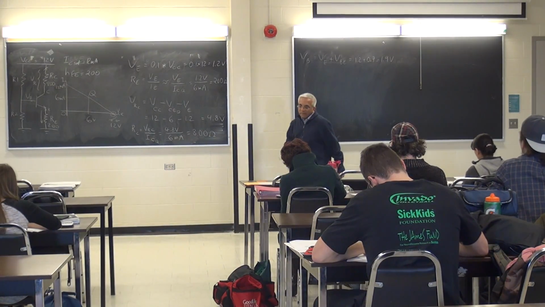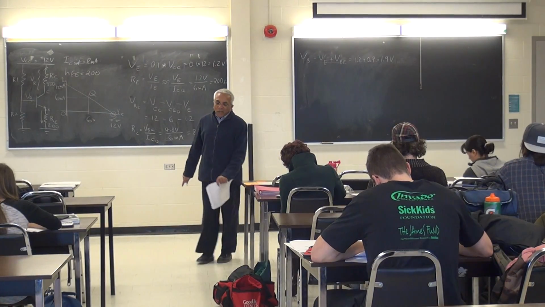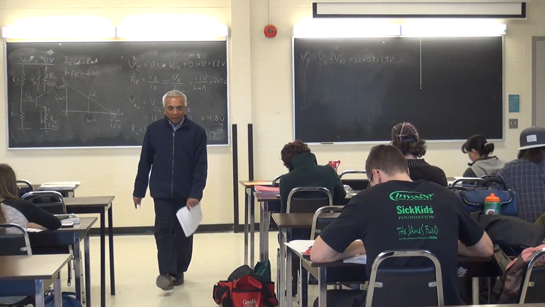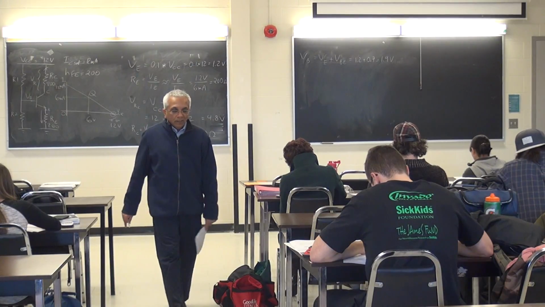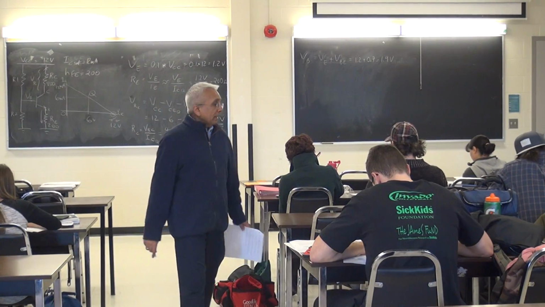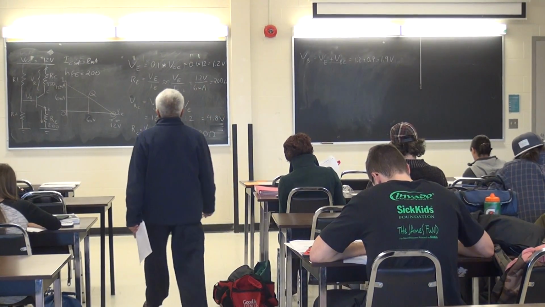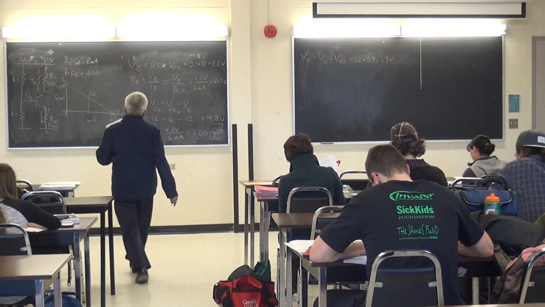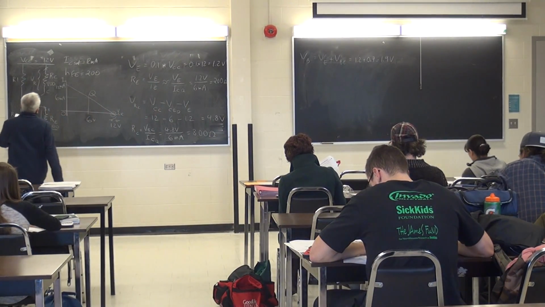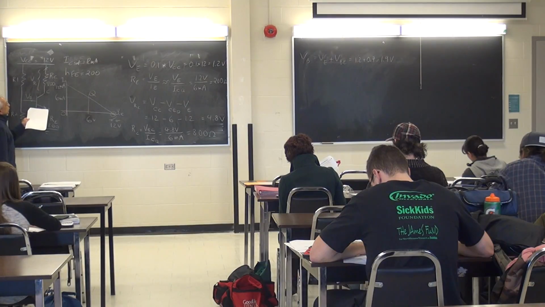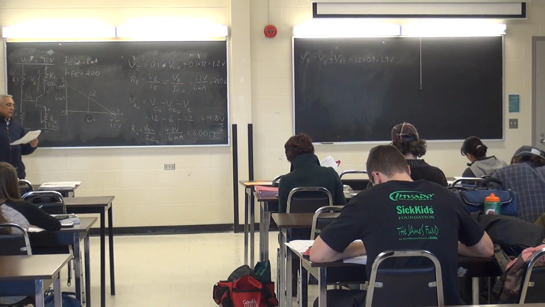Okay? I've said, and we've found, V base to emitter is always the PN junction voltage of 0.7. Therefore, the voltage at the base is 0.7 higher than the voltage at the emitter. What's 0.7 higher than 1.2? 1.9. So that's VB.